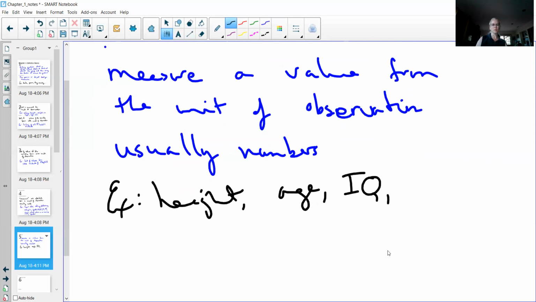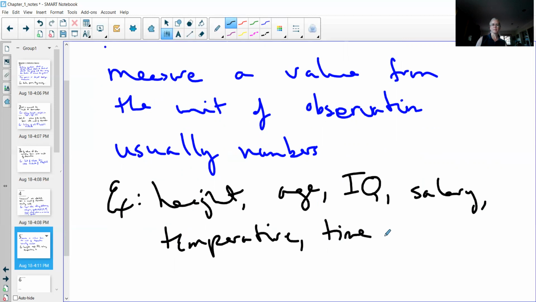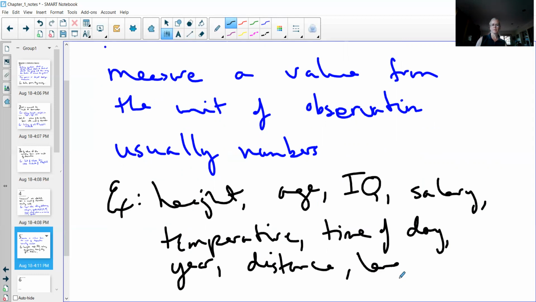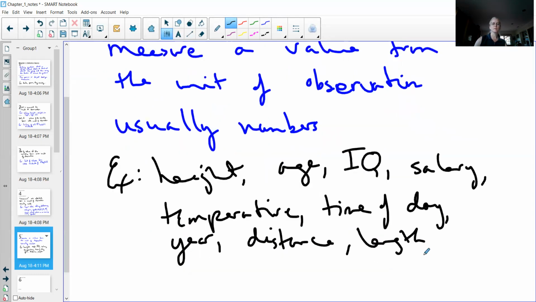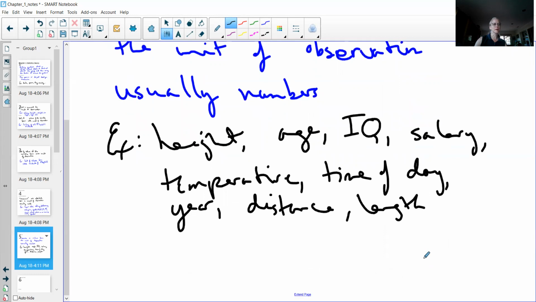You could look at your salary, the temperature, the time of day, the year, the distance, the length. And again, this can go on for a really long time. We're not going to write them all down, but these are just some other examples of different kinds of quantitative. These will have numbers.